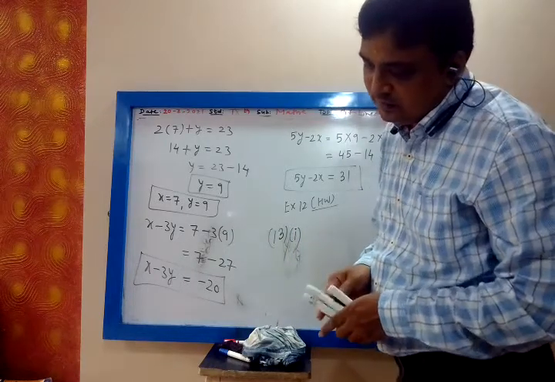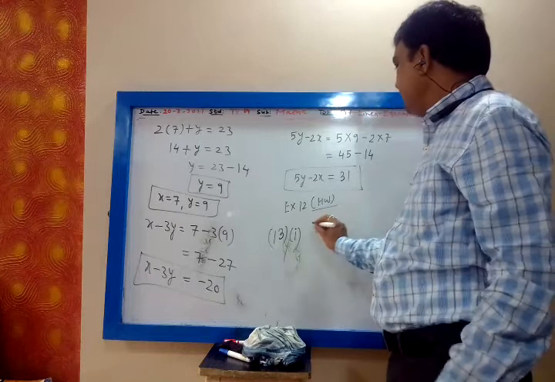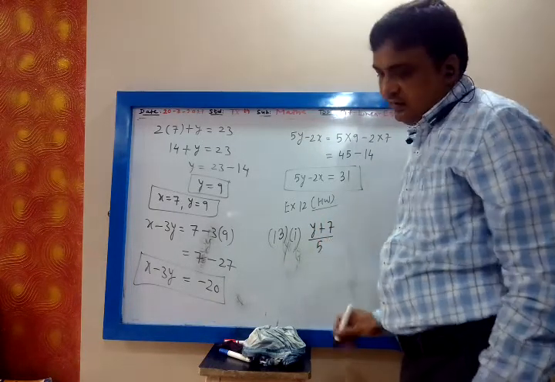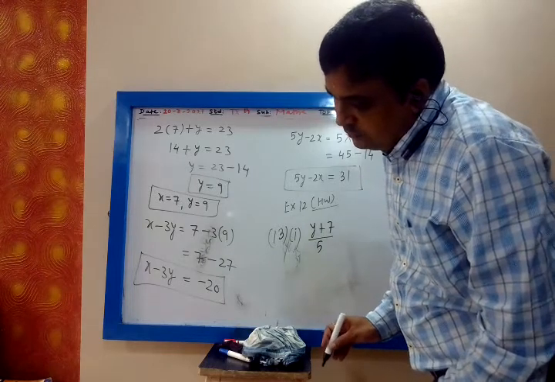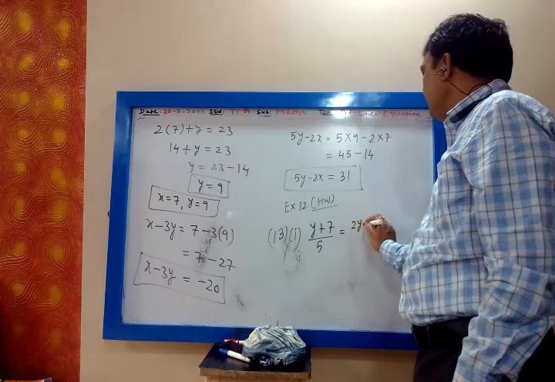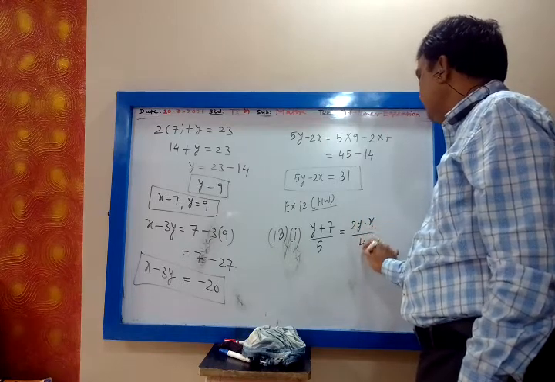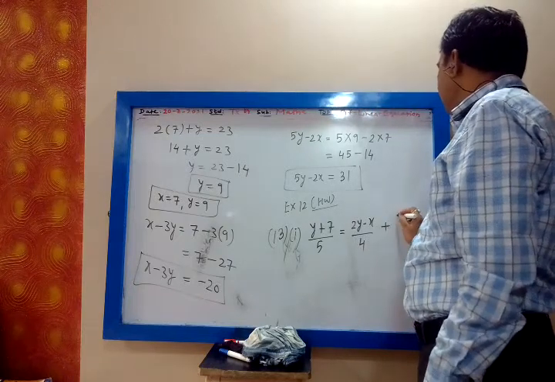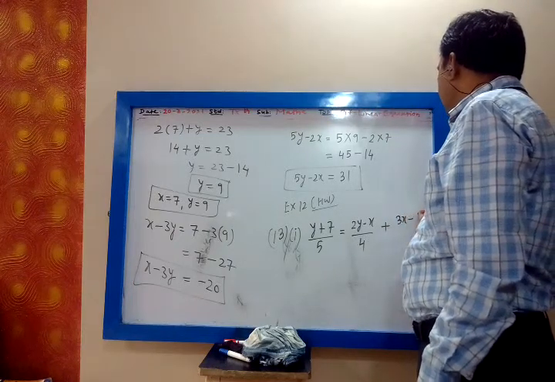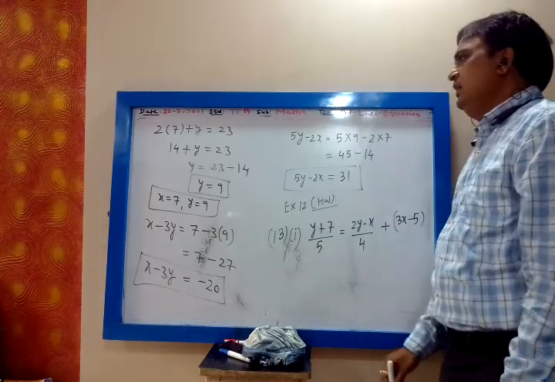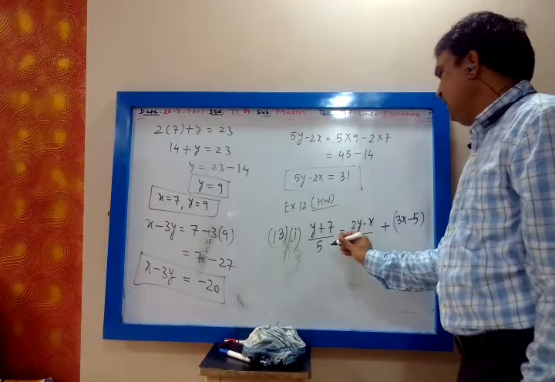Y plus 7 upon 5 is equal to 2y minus x upon 4 plus 3x minus 5. Okay, 3x minus 5. So let us simplify this and get equation 1.